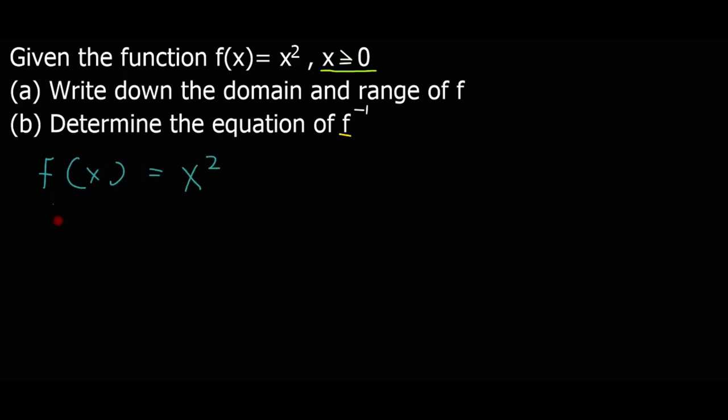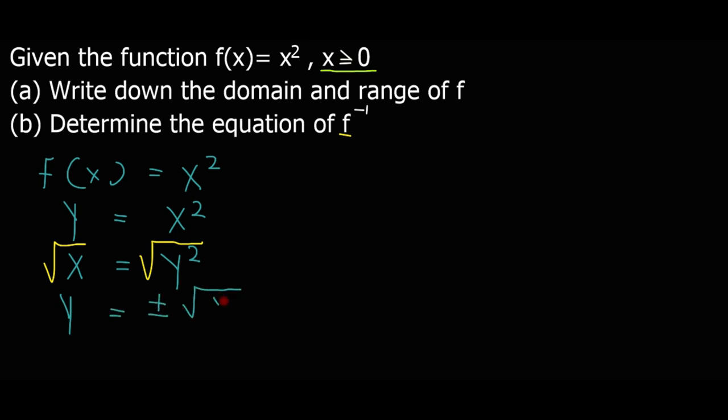But first, let us write y as the subject. Let y equal to x squared, and then from there we interchange x and y. So we have x equal to y squared. And now because we want y, we take the root on both sides. So therefore I will say y equal to plus or minus root x.